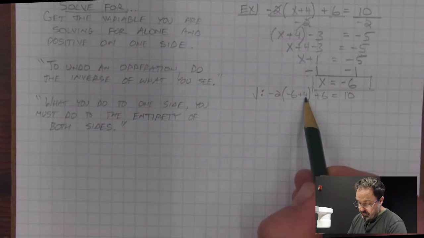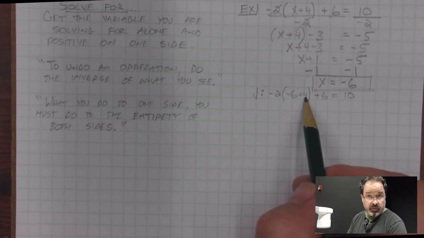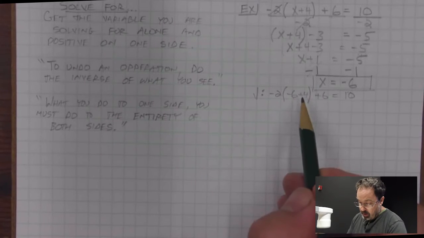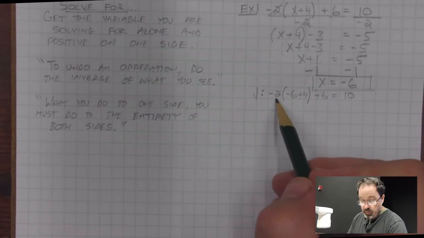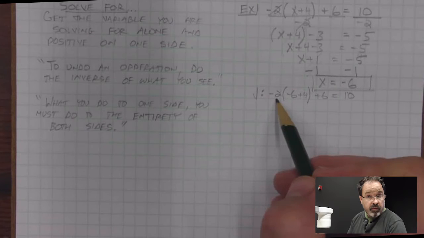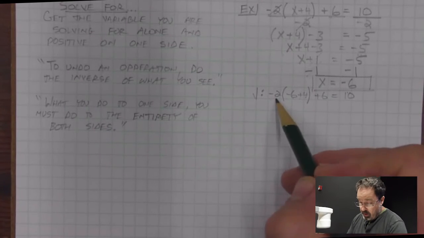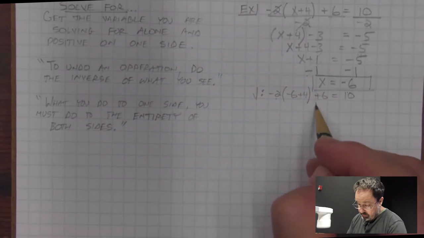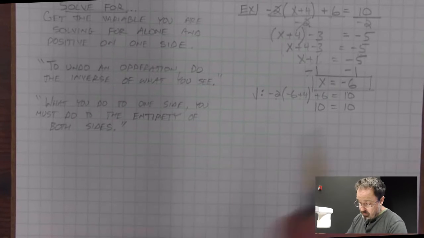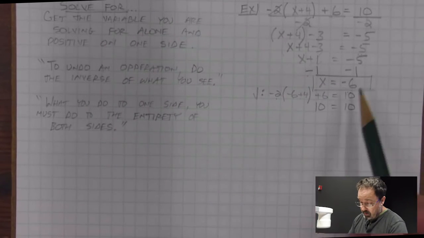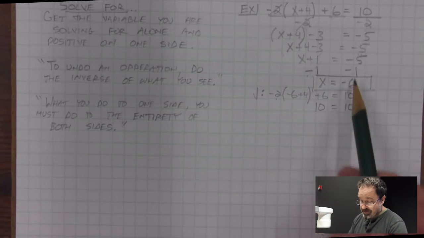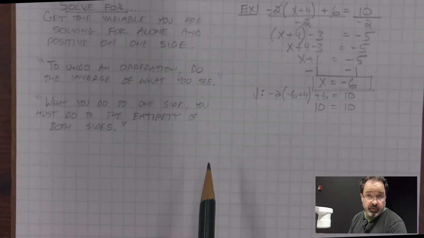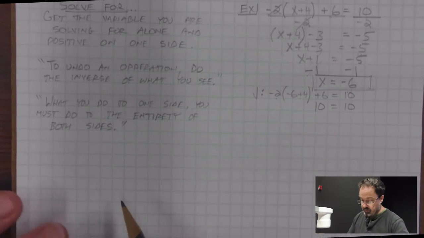Is it true that negative 6 plus 4, which is negative 2, and then multiplied by negative 2, which would make it negative 2 times negative 2 is a positive 4, and then a 4 plus 6 makes it true that 10 is equal to 10. I've confirmed that x is equal to negative 6 is the solution to the original equation. Let's have another example.